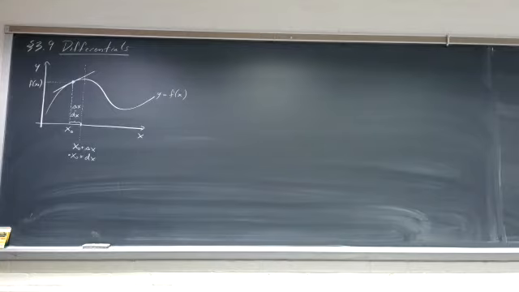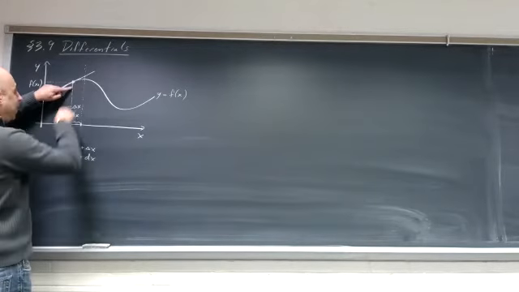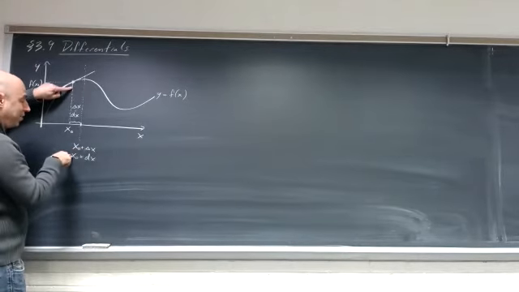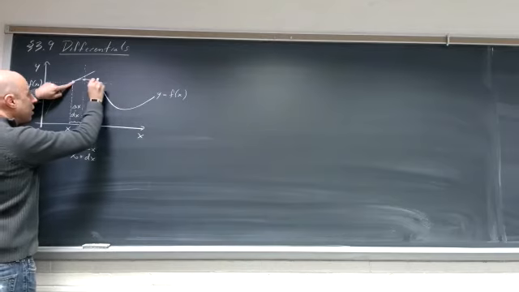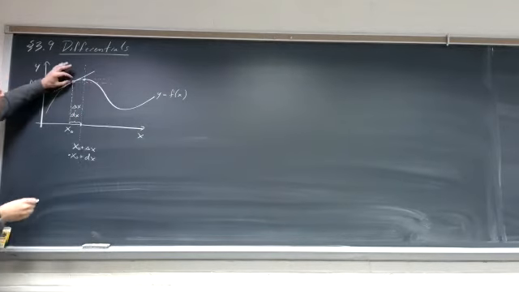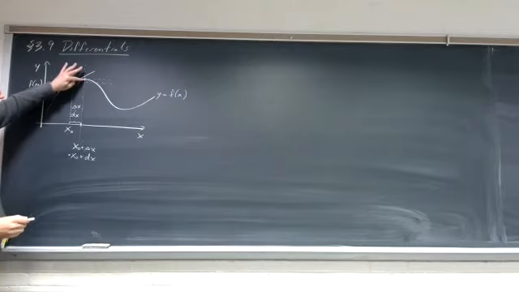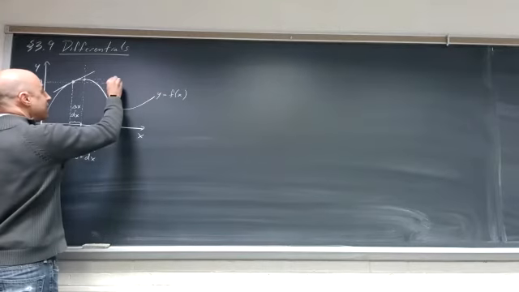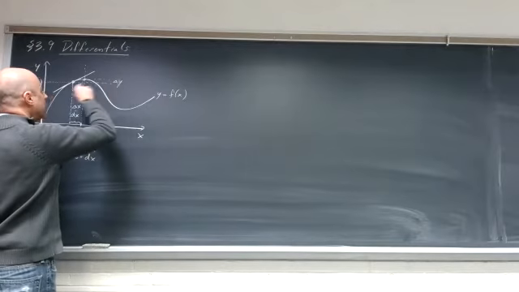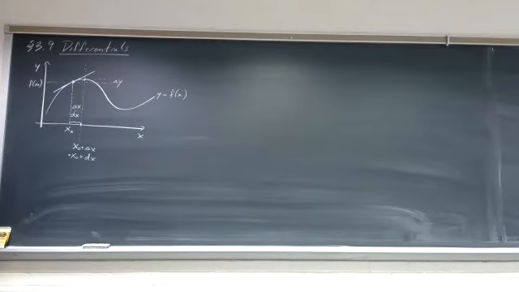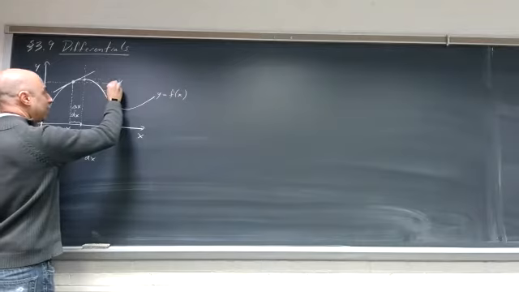Now, between x naught and x naught plus delta x, or x naught plus dx, the curve climbs by that much. The curve goes from this height to this height. We're going to call that delta y. That's how much the curve changes between x naught and x naught plus delta x, or x naught plus dx. Now the line doesn't change exactly that much. The line changes more on my picture.